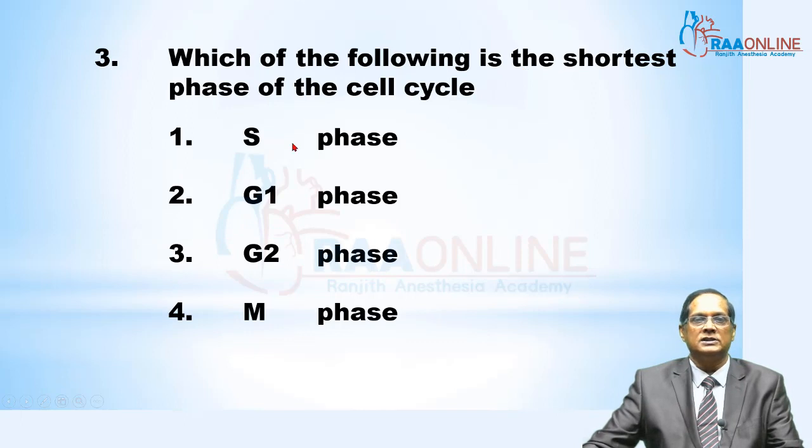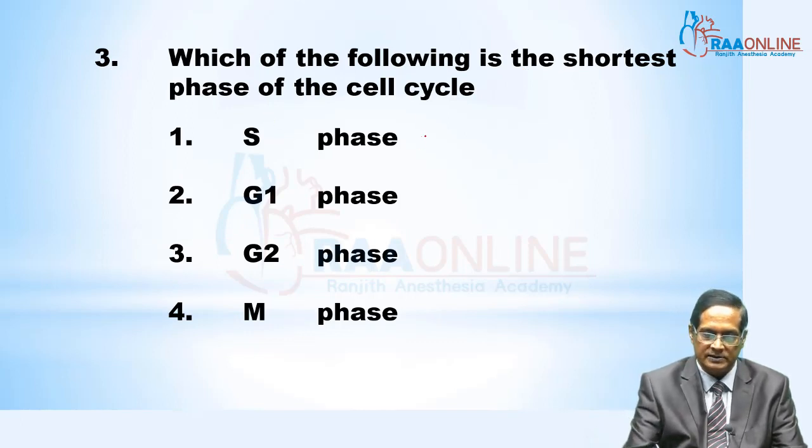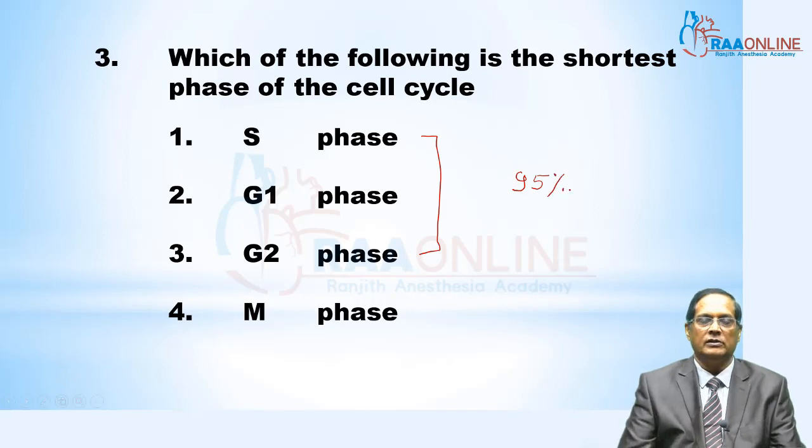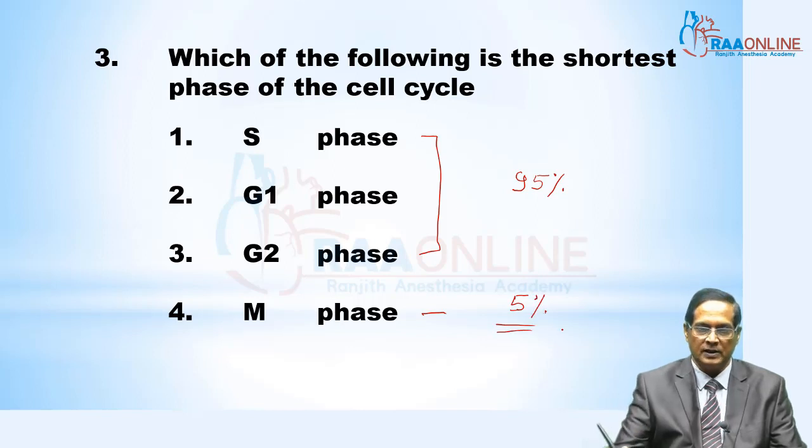Then, which of the following is the shortest phase of cell cycle? The first three phases are the part of interphase. Approximately 95% time of cell cycle is consumed in the first three phases: G1 phase, S phase and G2 phase. And hardly 5% time is required for the completion of M phase.